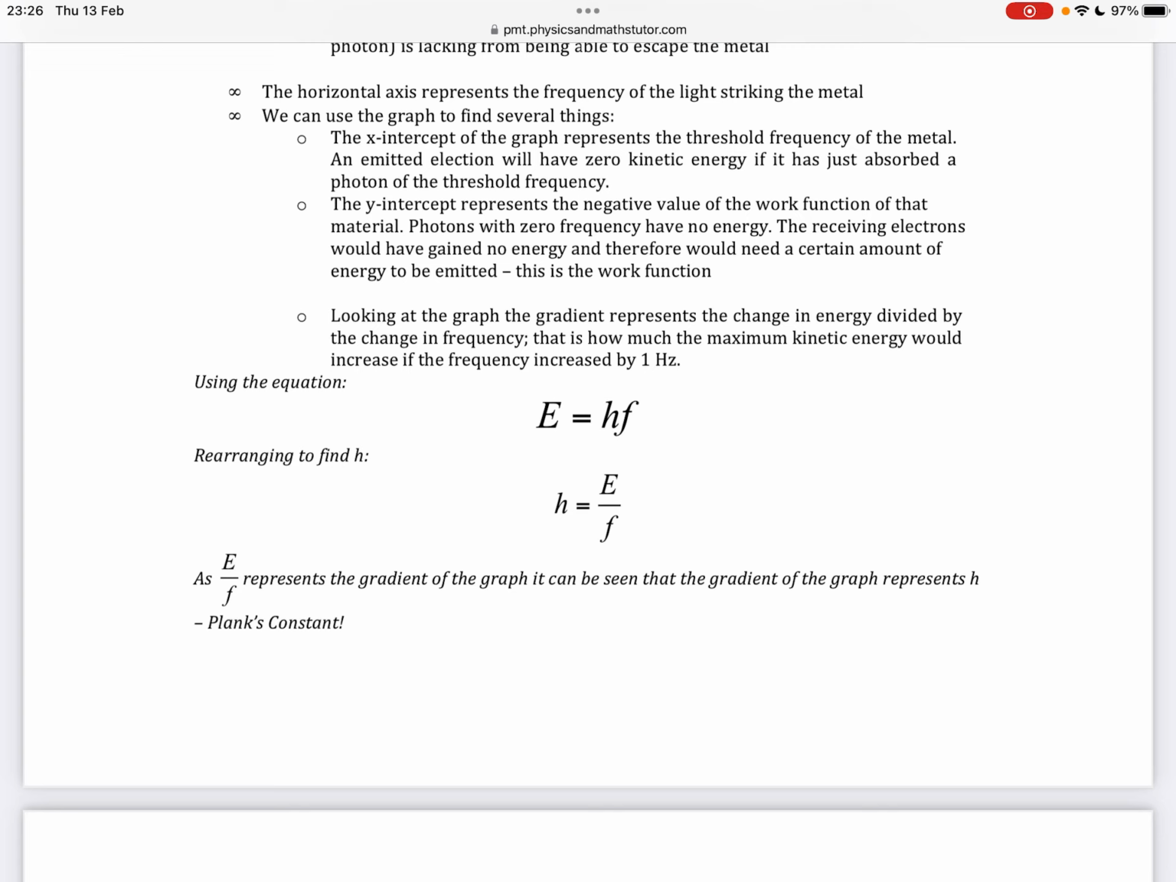Second, the y-intercept represents the negative value of the work function of that material. Photons with zero frequency have no energy. The electrons would have gained no energy and therefore would need a certain amount of energy to be emitted. This is the work function. Lastly, the gradient represents the change in energy divided by the change in frequency. That is how much the maximum kinetic energy would increase if the frequency increased by 1 hertz. Using the equation E is equal to hf, rearranging to find h is equal to E over f, as E over f represents the gradient of the graph. It can be seen that the gradient of the graph represents h, which is Planck's constant.